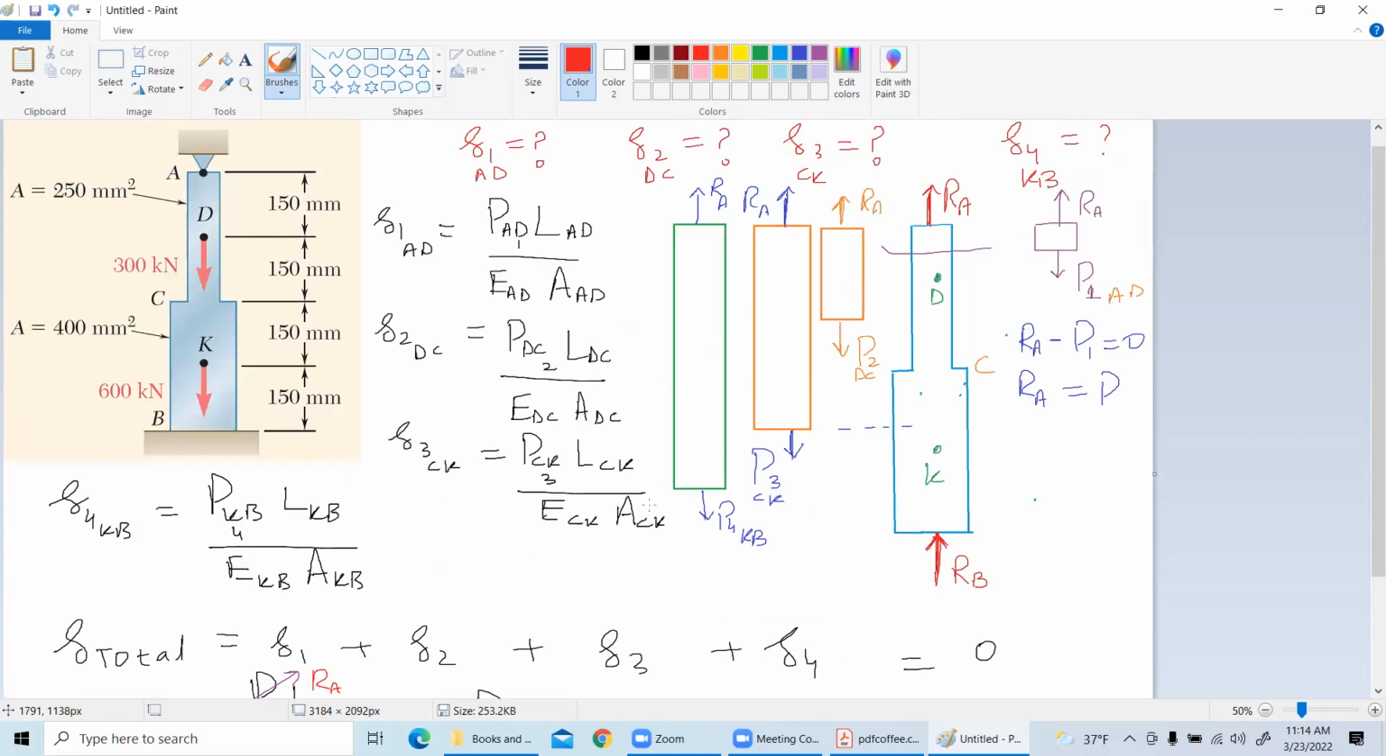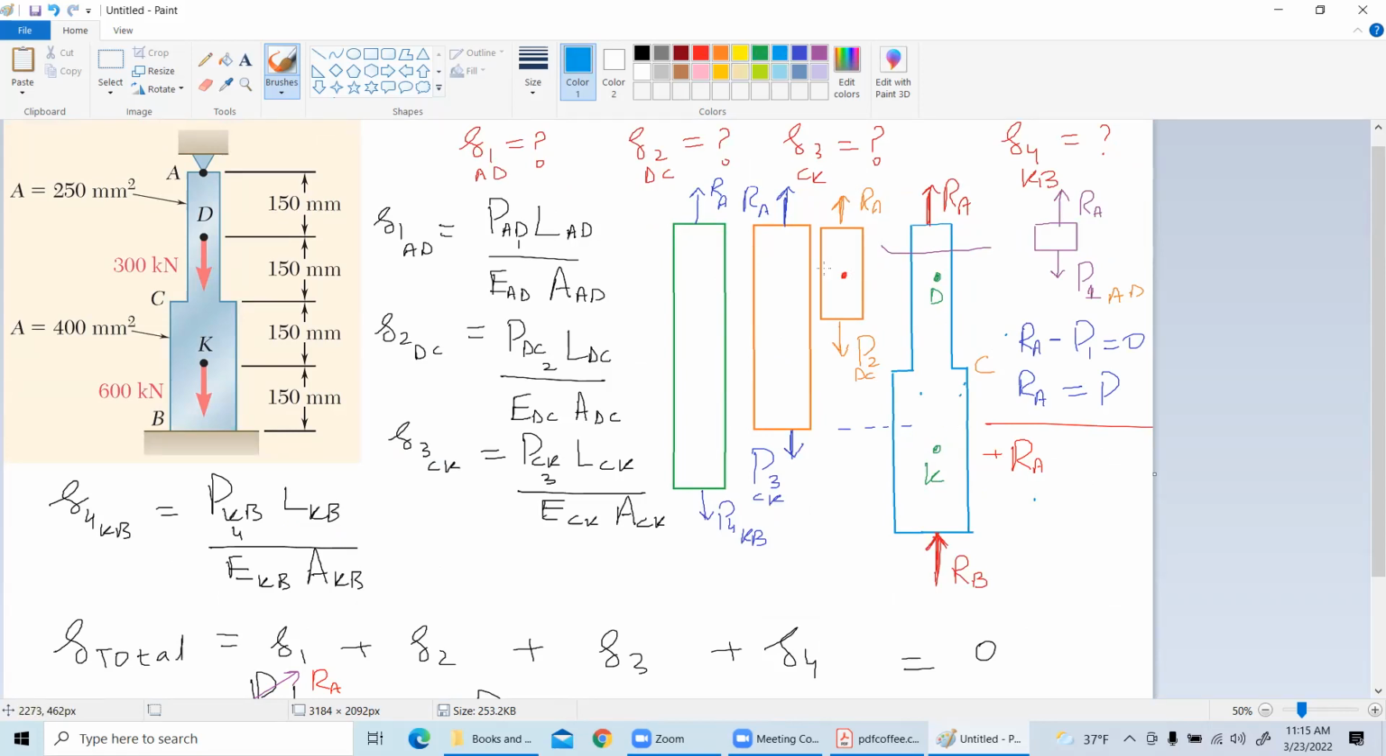Let's play the same game one more time. For this chunk, I have positive RA. I think I am making a mistake, by the way, in all these drawings. If this is RA, then why did I miss this? Sorry. Yes, I made a mistake. I have to correct it.